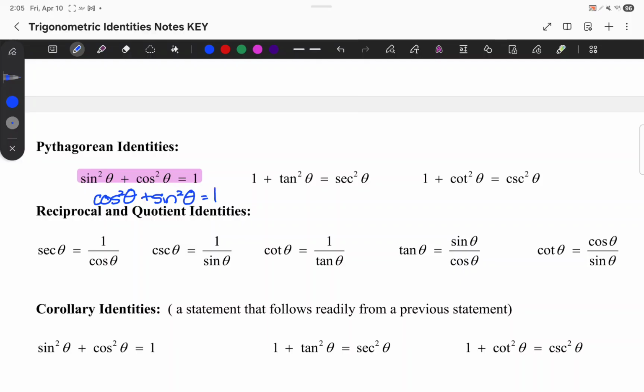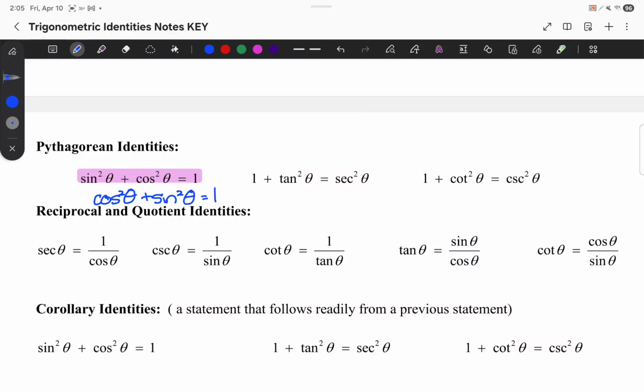I don't know if that really looks useful or not, but the idea is if you have a really complicated statement and somewhere within it you're writing cosine squared theta plus sine squared theta, you can take those 2 terms and say, hey, those 2 terms are equal to 1. And it's one way of making your statement a little bit easier.